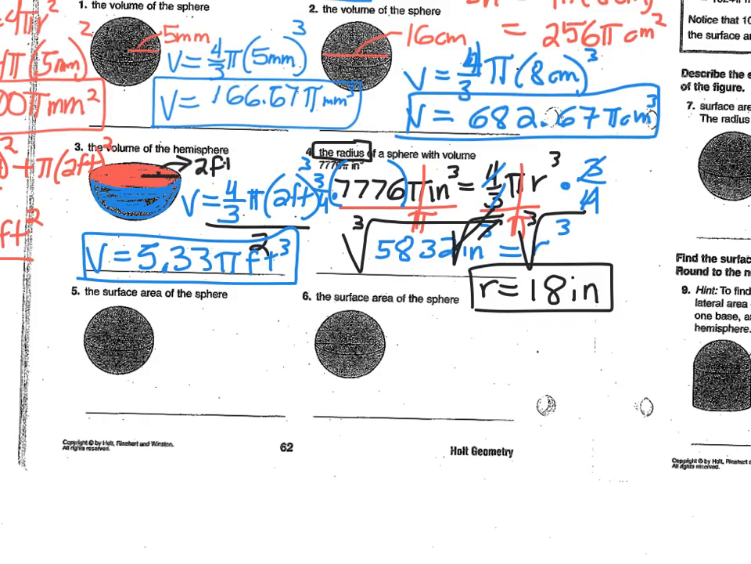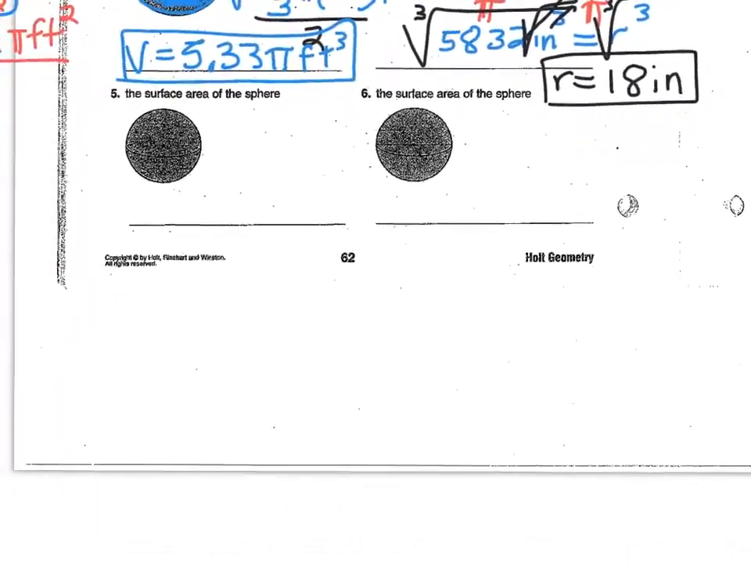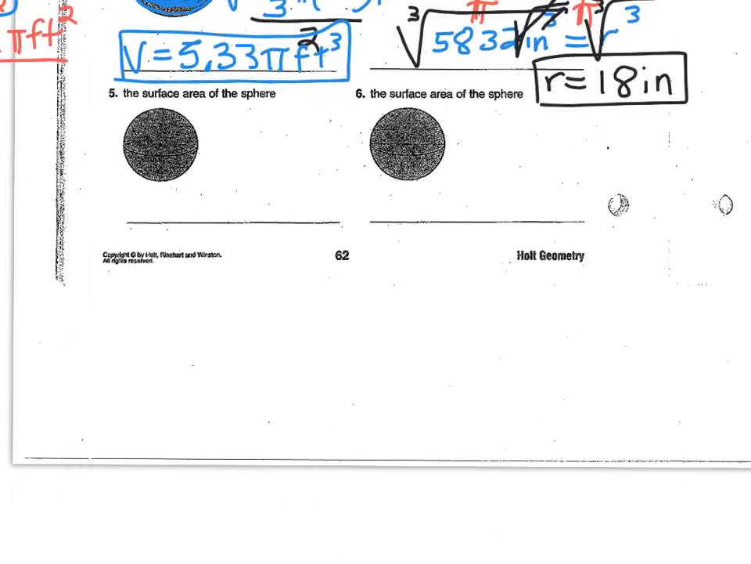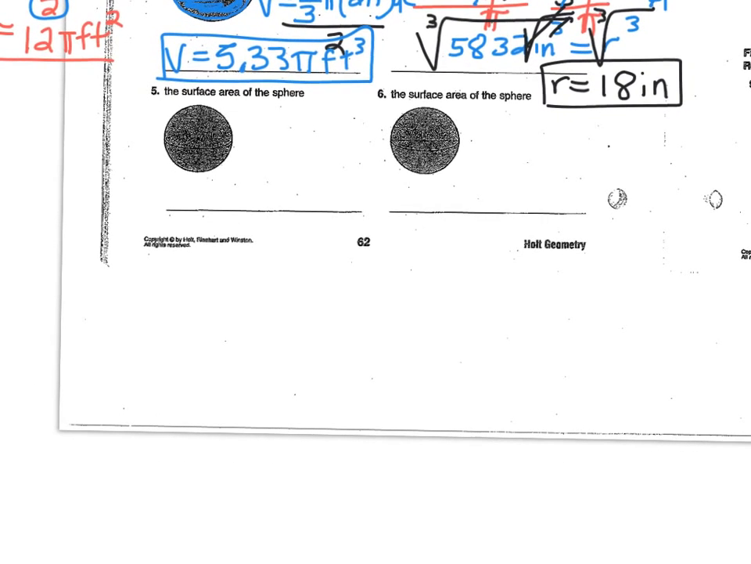Great. Okay, so now number 5. Find the surface area. So let me give you a chance to work on 5 and 6. We're going to find surface area and volume. Let's find both of them, okay? Oh, for both of them? For both of them. For 5 and 6, let's find surface area and volume of those two.